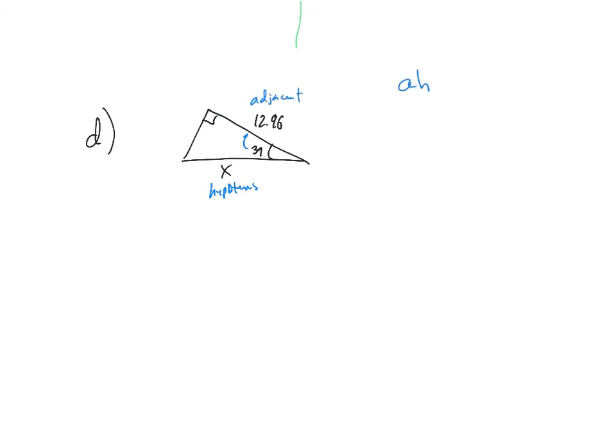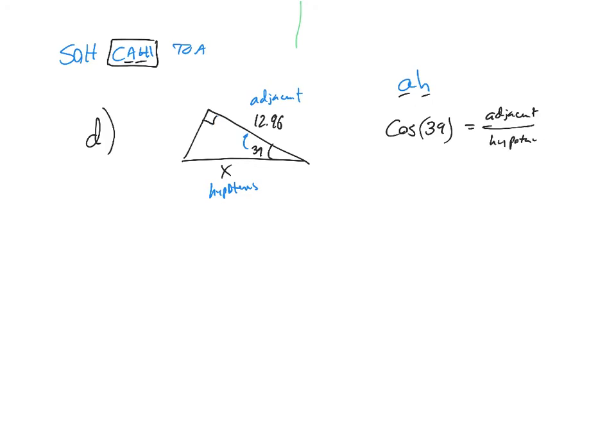So we're looking at A and H. We think about SOH CAH TOA, and the A and the H only come into the CAH part. So we know that we're going to use cosine of that angle. Should be the decimal we get when we divide the adjacent by the hypotenuse. All right. So cosine of 39 is 0.77. The adjacent is 12.96, and the hypotenuse is x.